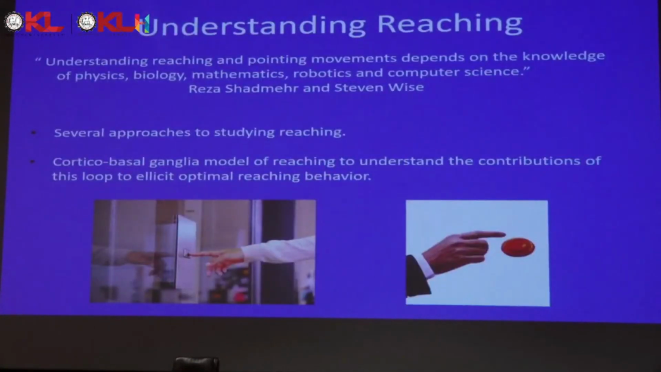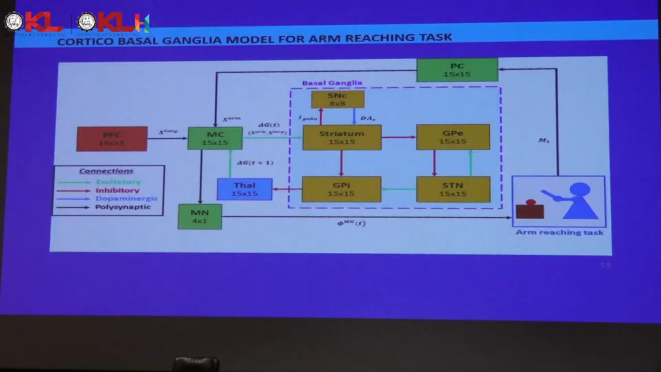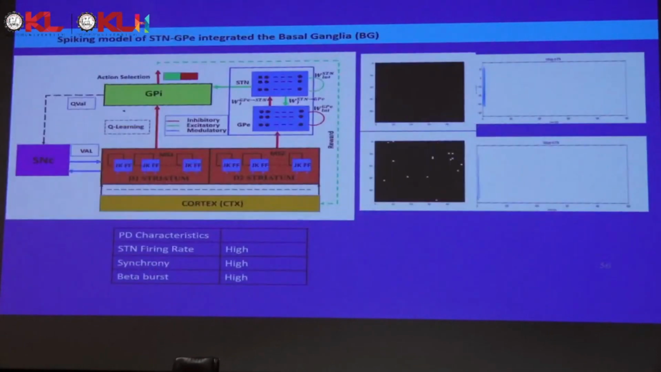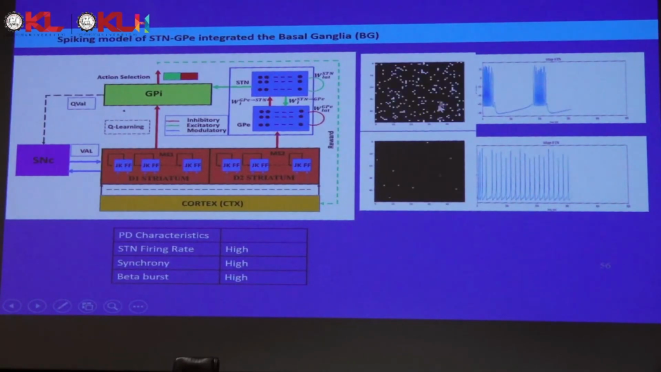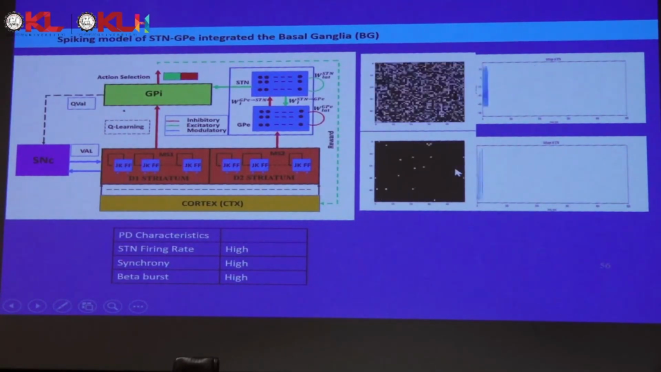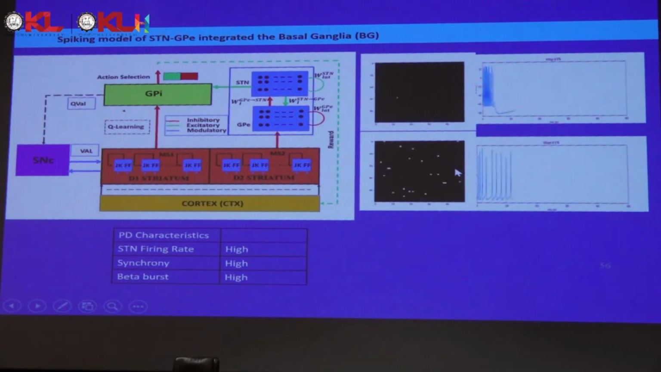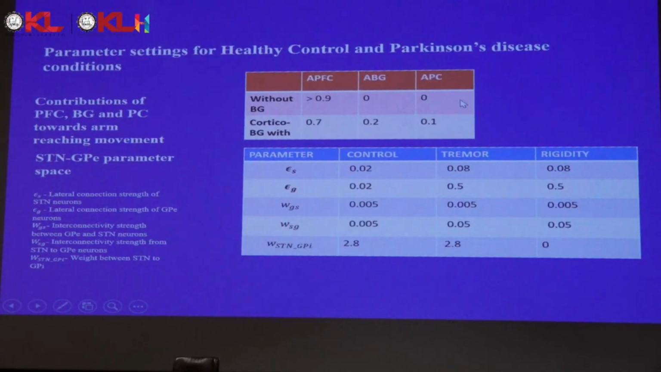So let's look at reaching. Reaching is where you extend your hand and touch something, a target. This is a model of reaching that we developed. In this model, these bursts are like the STN bursts in the beta band. I think yesterday somebody talked about that. This is like a regular, irregular spiking that you see in the normal condition. This is like the PD condition. These are various parameters we set to distinguish between PD and normal conditions.